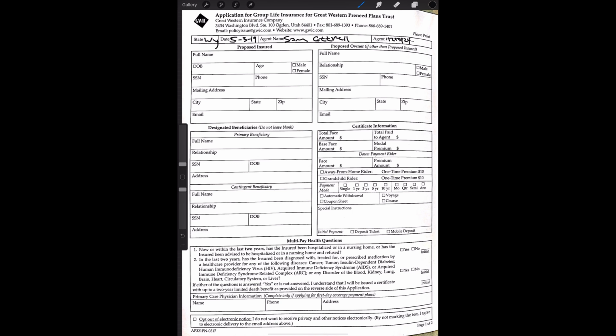Now, the proposed insured. Again, from watching the other videos or from your training, you should know that sometimes the insured and the owner could possibly be different, but in most situations, it's going to be the same person. Situations where it could be different is if a parent is taking out a policy for a child, right? Now, they are the owner. The child is the one that is insured. But in most situations, we're going to be able to just cross this out because they are the same, right? It says right there, if other than proposed insured.